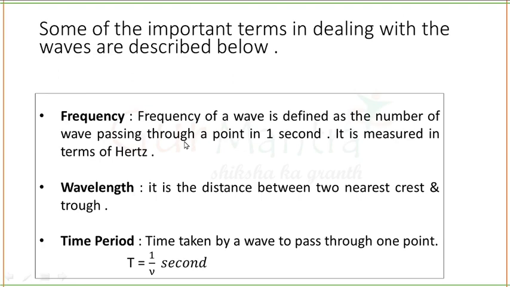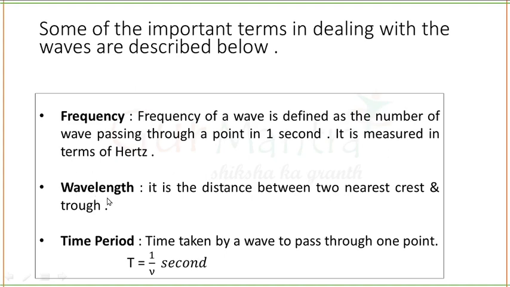There are some important terms which you need to understand. So, the first term which we have is frequency. It is denoted by a symbol known as nu. It is defined as the number of waves passing through a point in 1 second. And this is very important to note that frequency is measured in terms of hertz or in terms of second inverse.